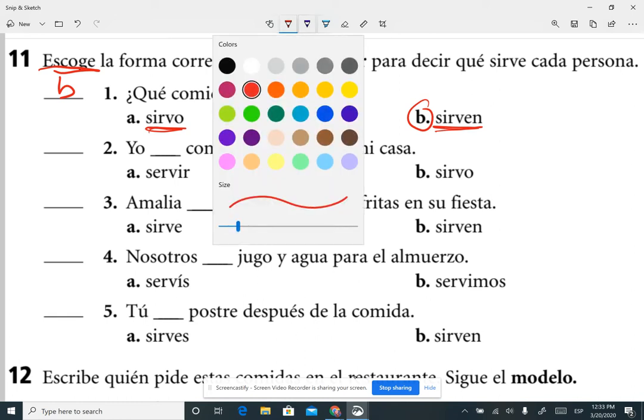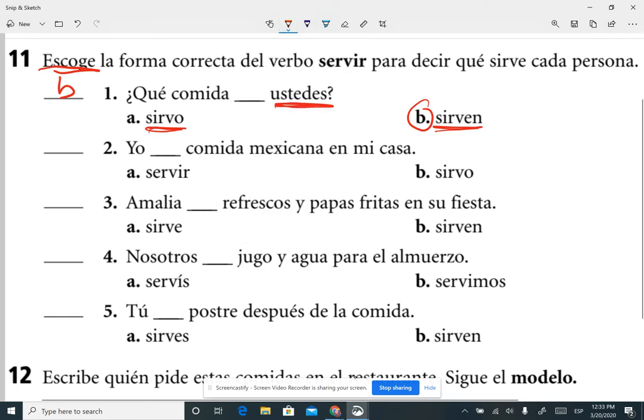So I'll give you some clues here. For example, the second one, we're talking about yo. I serve Mexican food in my house. Number 3, we're talking about Amalia. Amalia is her name, so it's a she. So which one of these is a she serves? She serves soft drinks y papas fritas, French fries, at her party.